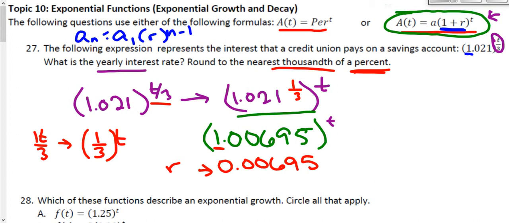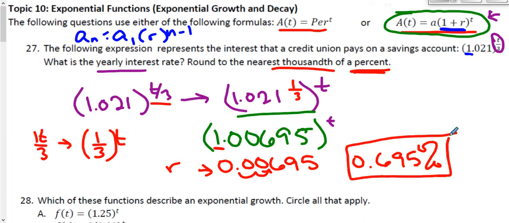So in order to turn a decimal into a percent, all I have to do is move my decimal place 2 spaces forward. So this is going to be 0.695%, and it's rounded to the nearest thousandth. The thousandth means the third decimal place, so 695. There's my thousandth right there. So that would be my final answer. All I had to do was take the original percent given to me and simplify the exponent so that the t was by itself.